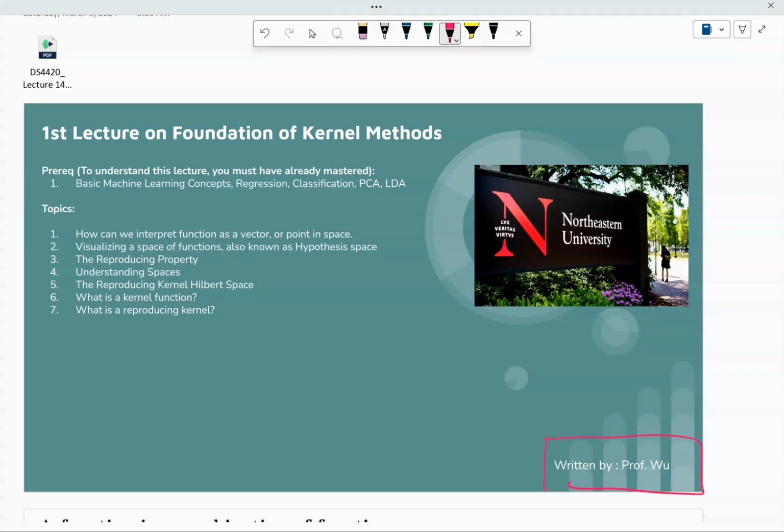I'm Professor Wu. This is a course at Northeastern University, and today we're going to go over the first lecture on the foundation of kernel methods.